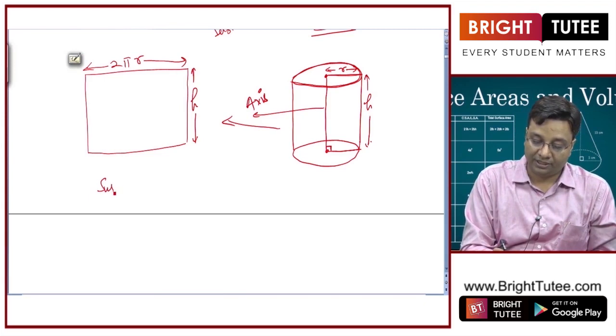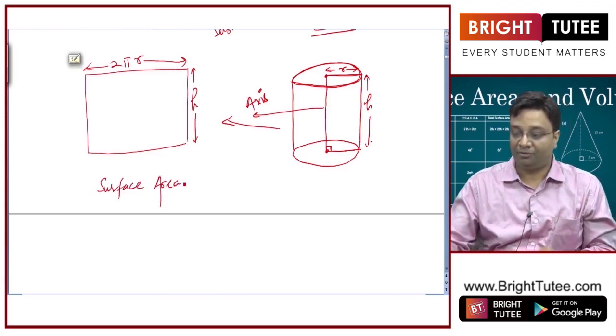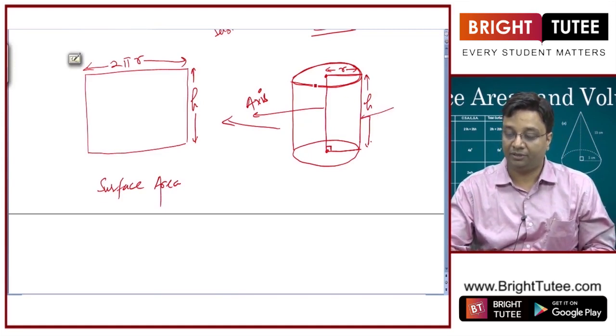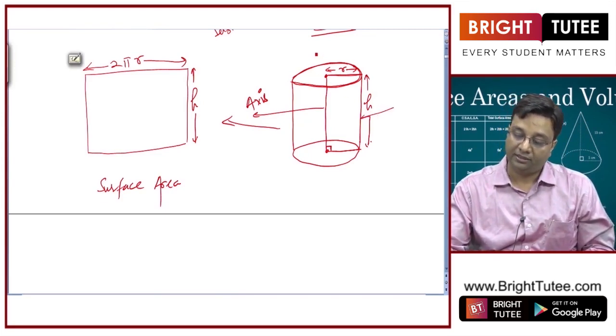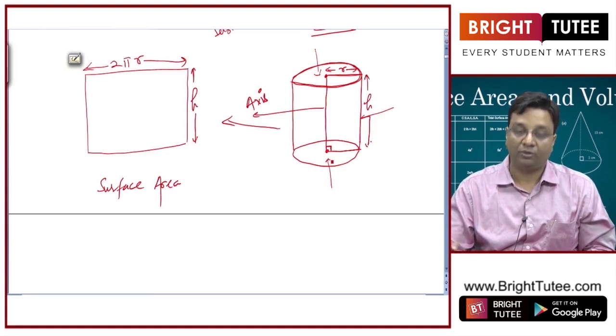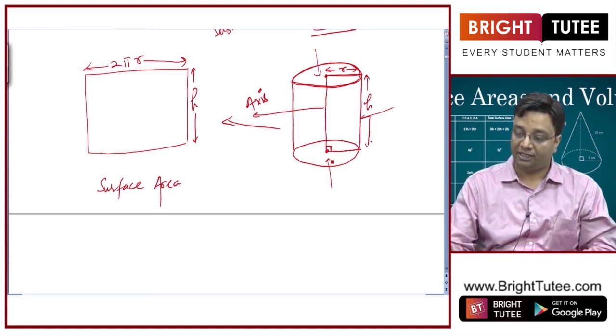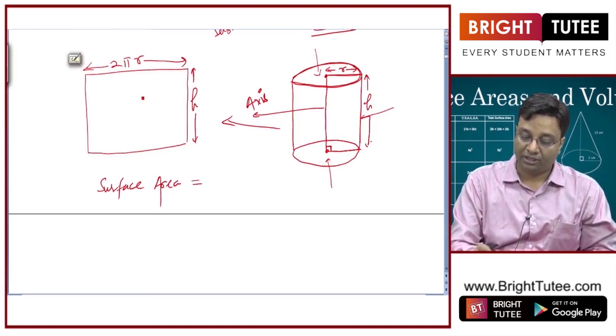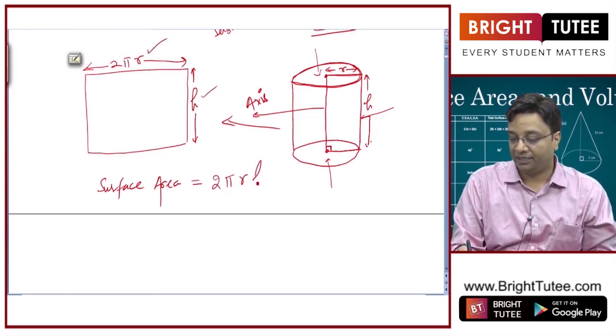So surface area, and when I say surface area, I am talking about this curved surface area here, because this is hollow, right? This is open from top and bottom. So this surface area, I am talking about curved surface area. So it will be equal to length into breadth, 2 pi R H.